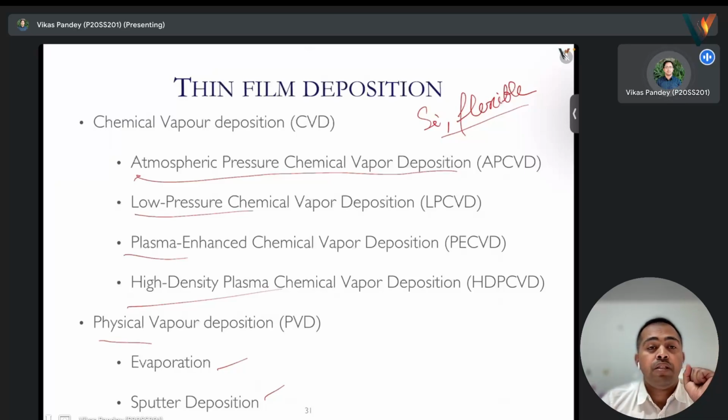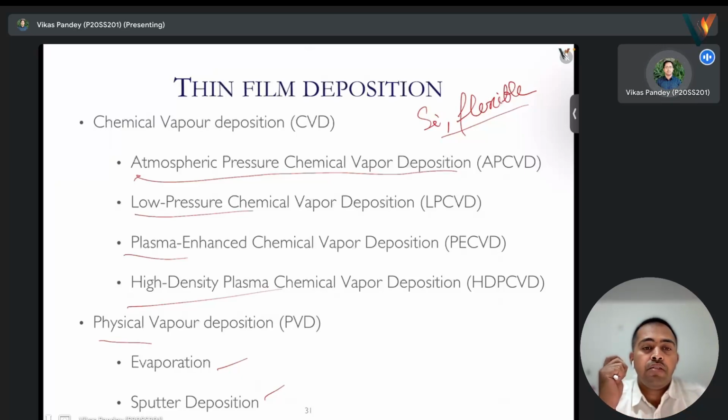What is the difference between these two? In chemical vapor deposition, the deposition will occur as a result of some chemical reaction. Two or three different species will be there, and they will react and form the desired material to be deposited. That process is called chemical vapor deposition. So, these chemical reactions will take place and they will facilitate the deposition.